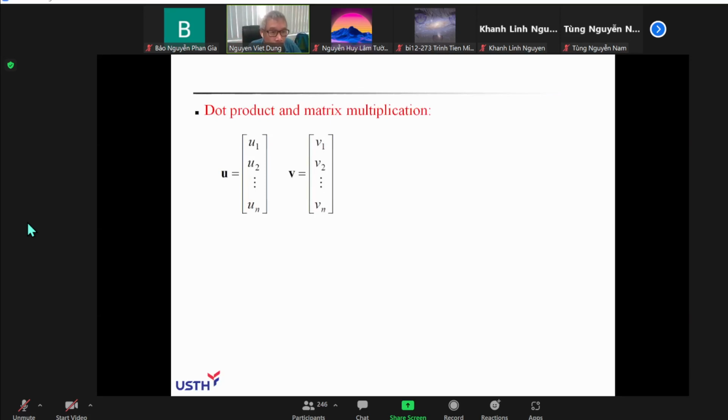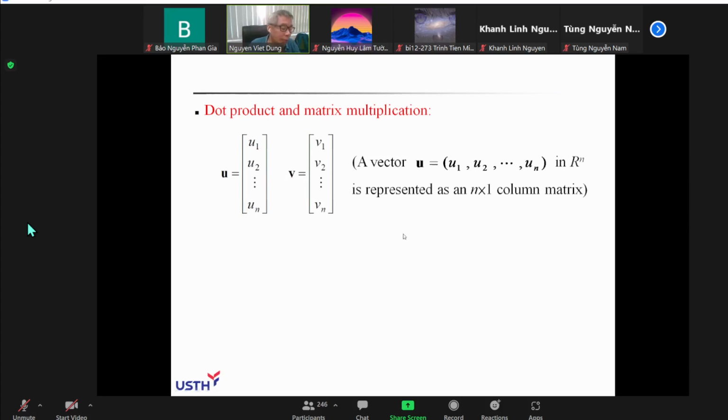Next, I want to explain to you the relation between the dot product and matrix multiplication. Here I write u and v in the columns. That is, a vector u in R^n, you can always write it as a column matrix, like on the left hand side here, u and v.